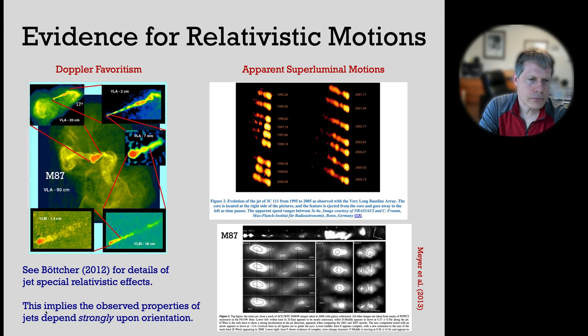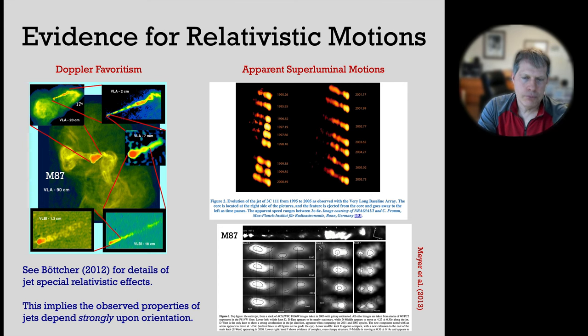Furthermore, all of this implies that the observed properties of jets and of radio loud AGNs in general depend strongly upon orientation. So this makes it very challenging, for example, to gather complete representative samples of radio loud active galactic nuclei, especially at high frequencies, because these relativistic beaming effects change the flux compared to what it truly would be if the source were emitting isotropically. Now, if you go down to low radio frequencies where you're only observing the extended lobes, well, there you can get much more complete and reliable samples.